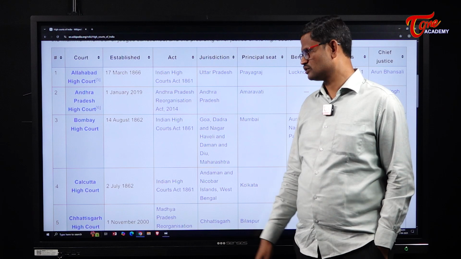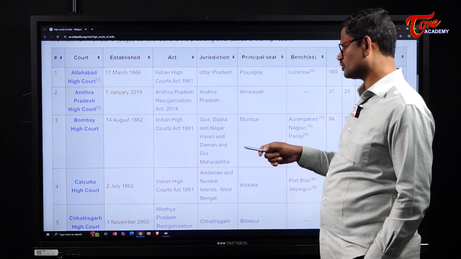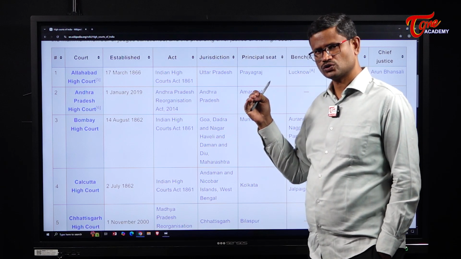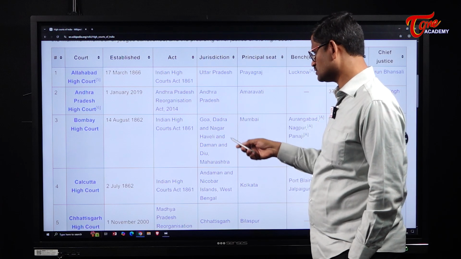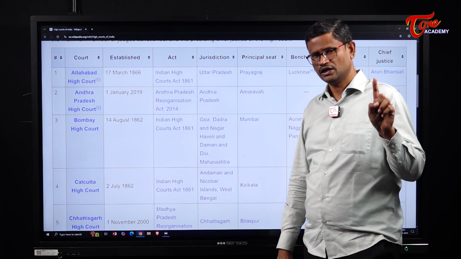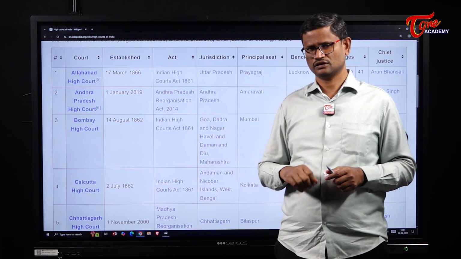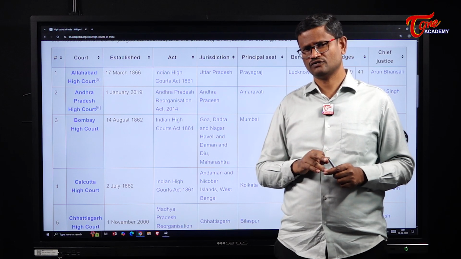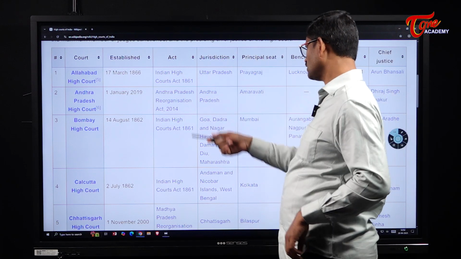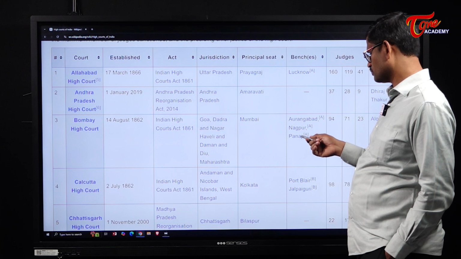The next one is Bombay High Court. Bombay High Court is one of the oldest high courts, created in 1862, and its jurisdiction extends over Maharashtra and Goa, so two states. In addition to this, the union territory of Dadra and Nagar Haveli and Daman and Diu will also come under Bombay High Court. So Bombay High Court deals with two states and one union territory. The 7th Constitutional Amendment Act of 1956 allowed for one High Court to be set up for more than one state. The seat of Bombay High Court is Mumbai, but remember, it has benches at Aurangabad, Nagpur and Panaji.